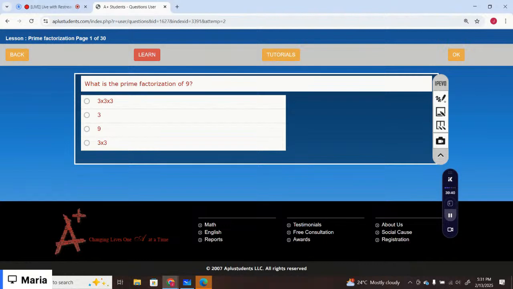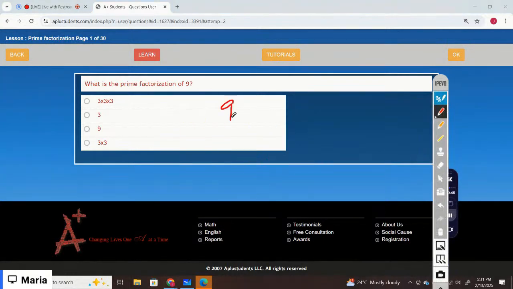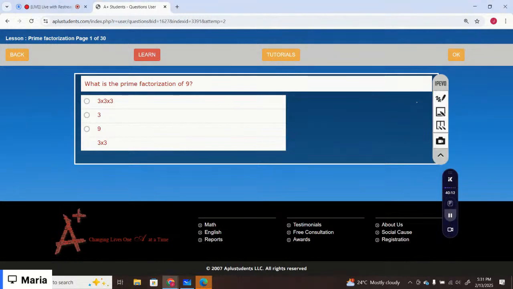What is the prime factorization of 9? Divide 9 by the smallest prime number. The smallest prime number that can divide 9 is 3. 9 divided by 3 is 3. Divide this number by the smallest prime number: 3 divided by 3 is 1. You have to keep dividing until you have the answer 1. So the prime factors are 3 times 3. The correct option is 3 times 3, option number 4.